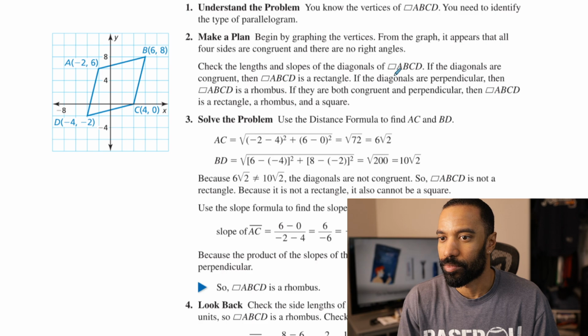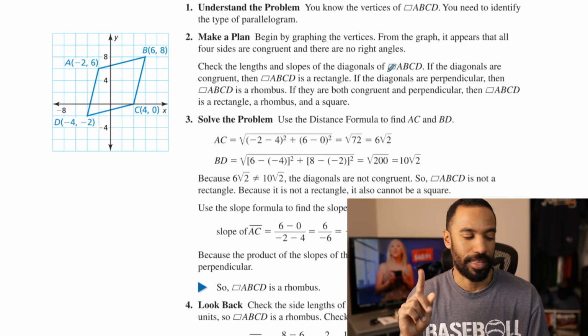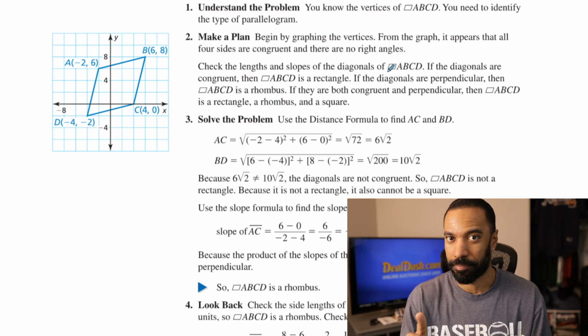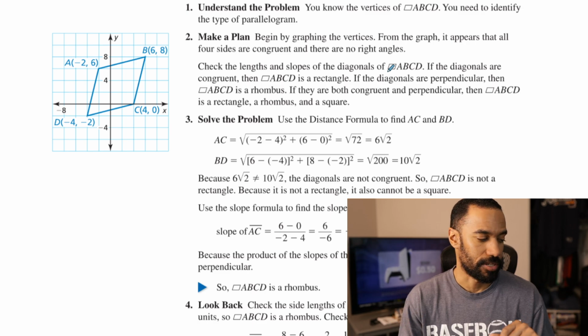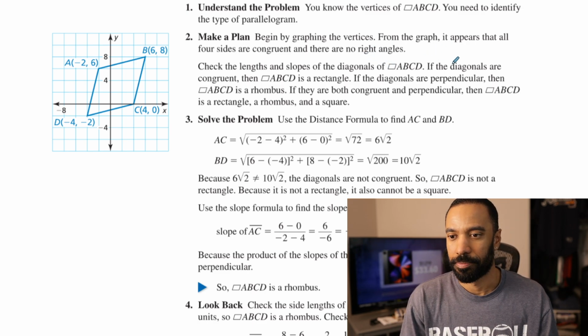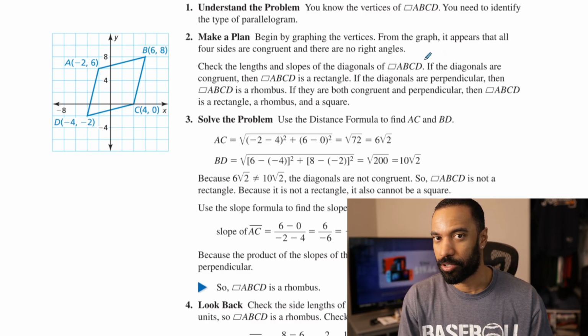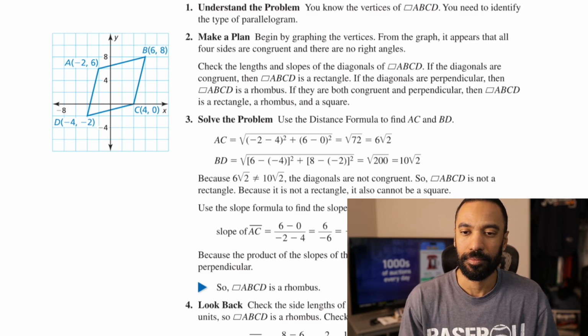I think I like their plan more. If they go straight from the diagonals only, then they can work it out. We already know it's a parallelogram. Congruent diagonals, rectangle. Perpendicular diagonals, rhombus. Both, square.